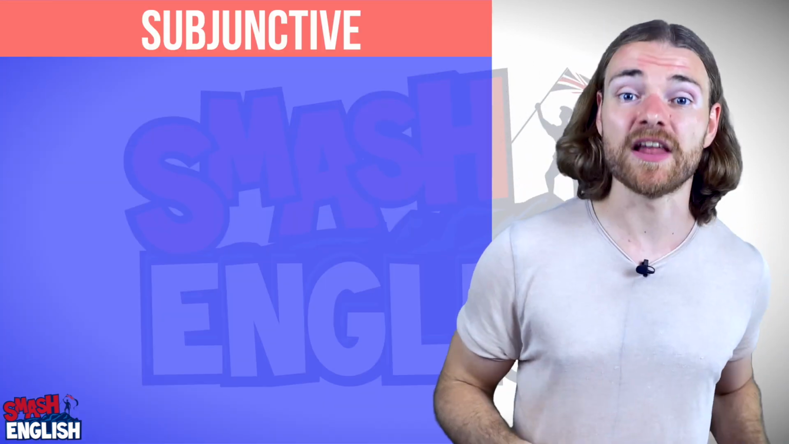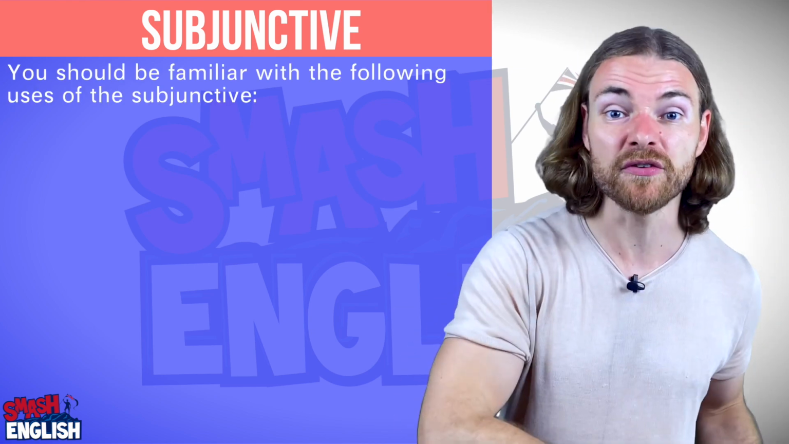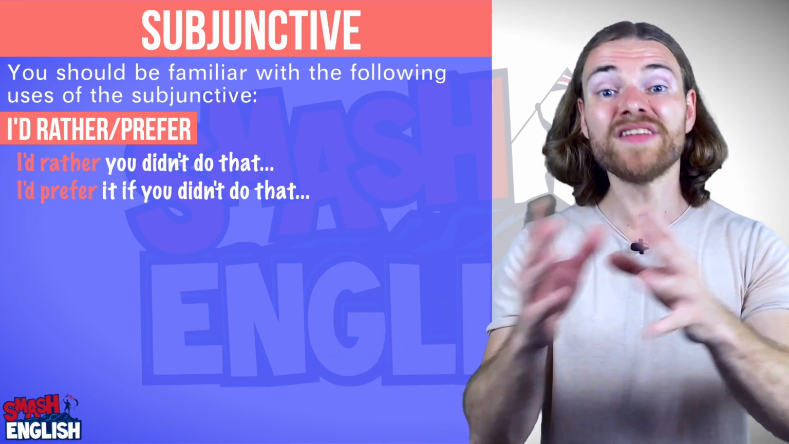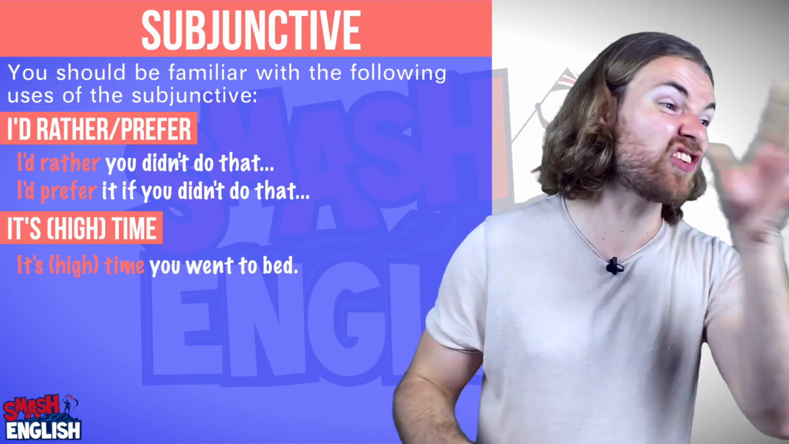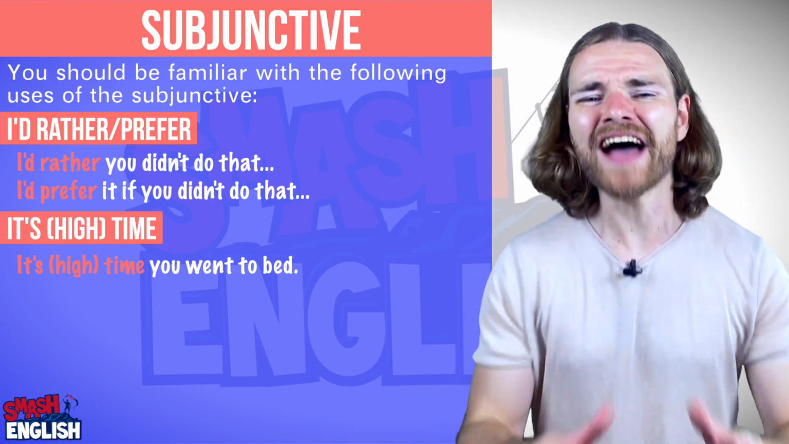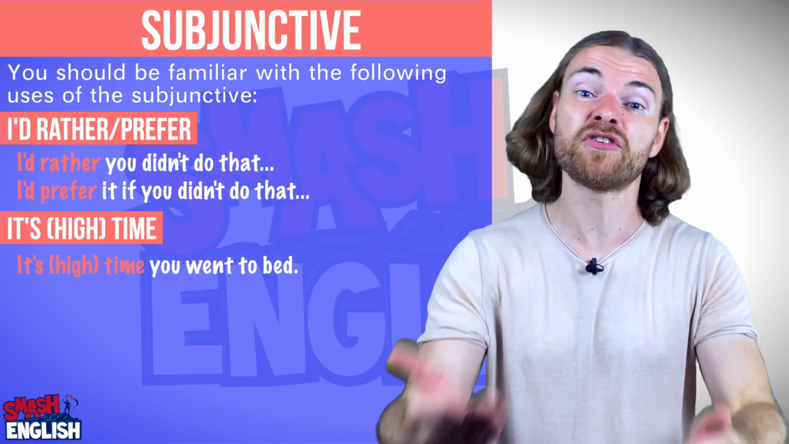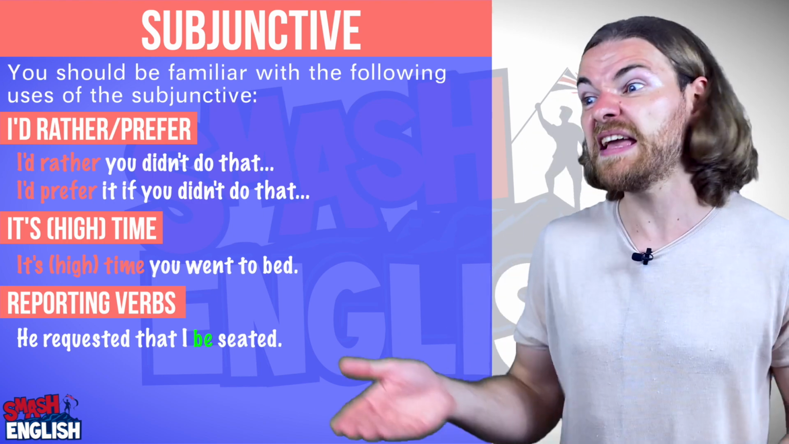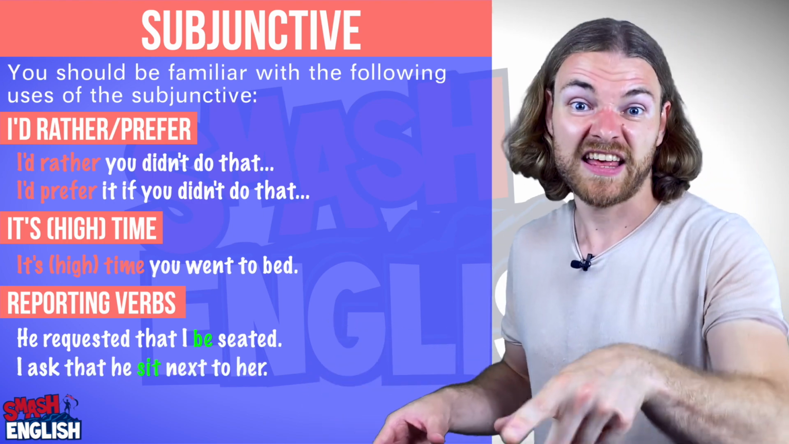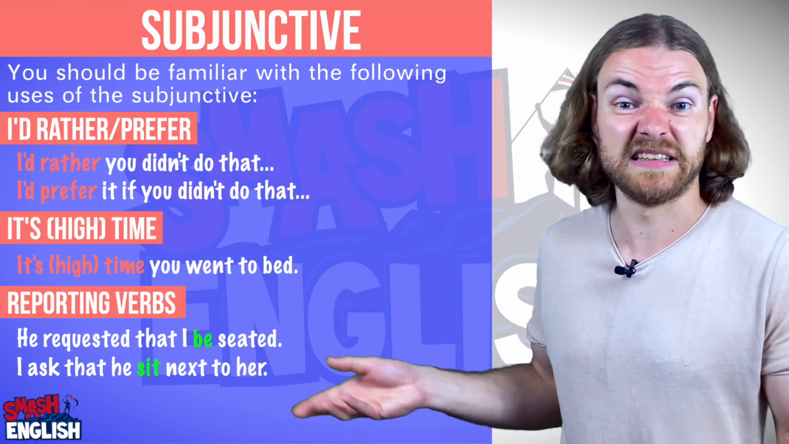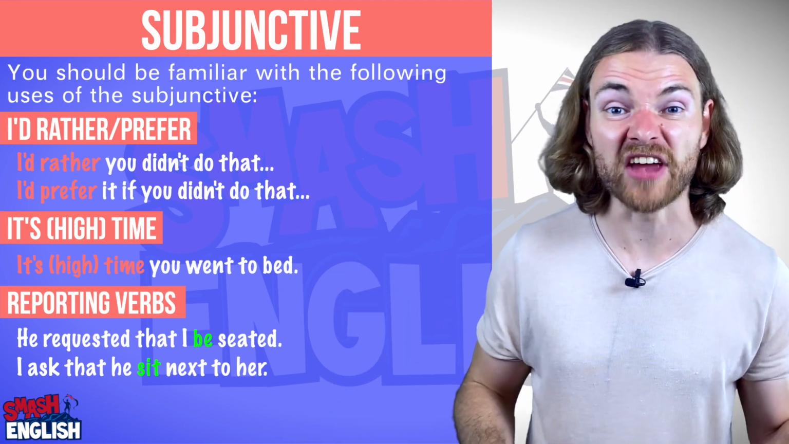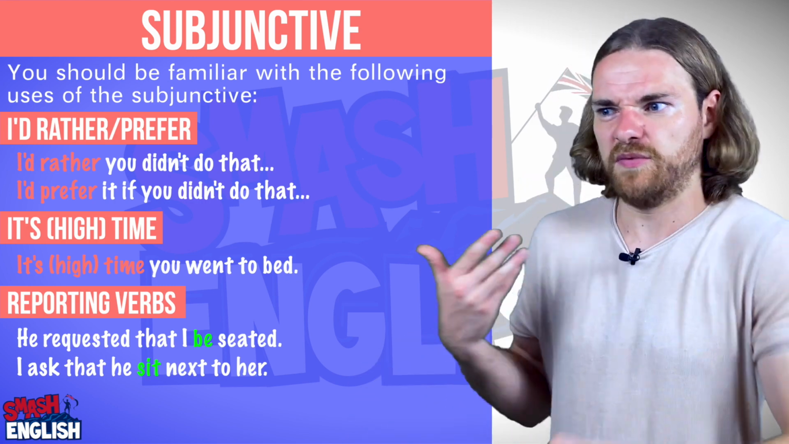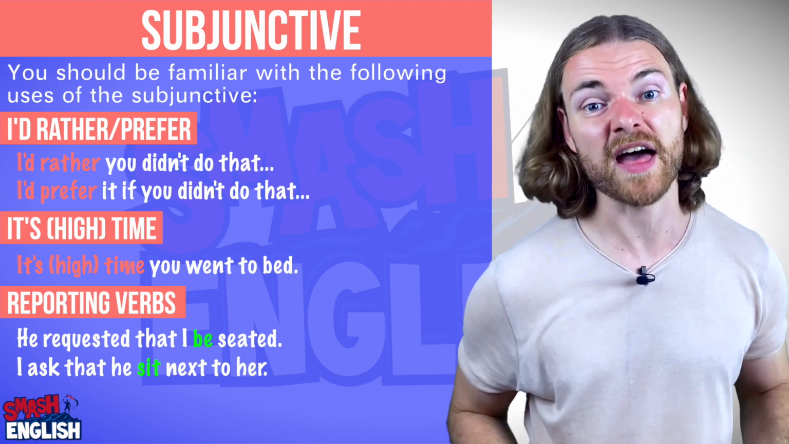At the C1 Advanced level, you should be familiar with the use of the subjunctive with expressions like I would rather and I would prefer, and you will need to know how to use expressions such as it's time and it's high time. And you should probably be familiar with how the subjunctive can work with reporting verbs. For example, he requested that I be seated, or I ask that he sit next to her. You'll notice that the verb after the subject doesn't change. It's always the bare infinitive, and that's really weird and confusing, but you should be familiar with that at the C1 level.